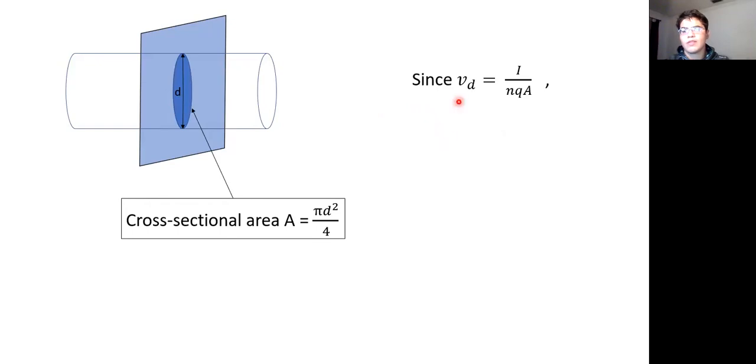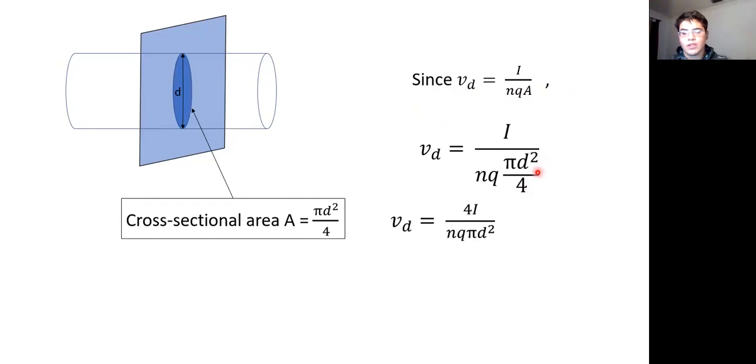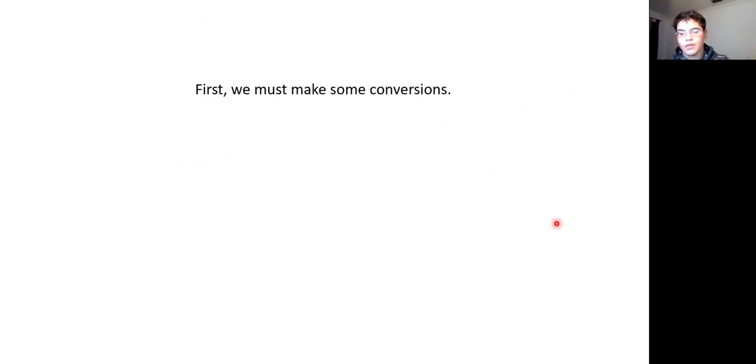So since the drift velocity is equal to the current divided by N times Q times the cross-sectional area, we can just input our formula for cross-sectional area into our drift velocity equation, and we're going to get this. Simplifying it, we'll get the drift velocity is equal to 4 times the current all over N times Q times pi times the diameter squared.